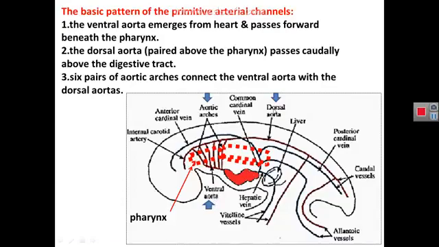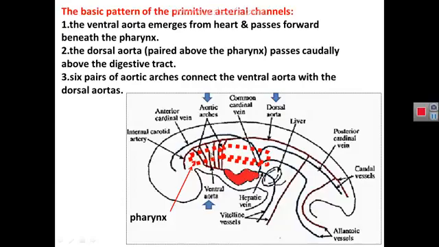And we have two dorsal aortae. The ventral aorta is ventral to the pharynx and gut, while the two dorsal aortae are dorsal to the pharynx and gut. And anteriorly we can see that the dorsal aortae are connected to the ventral aorta by six arteries, which are called aortic arches.